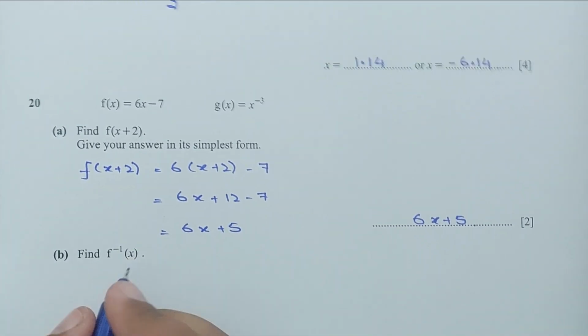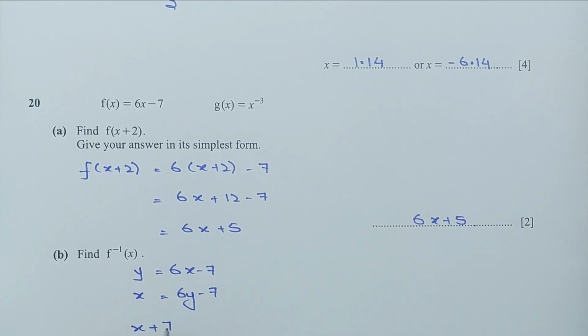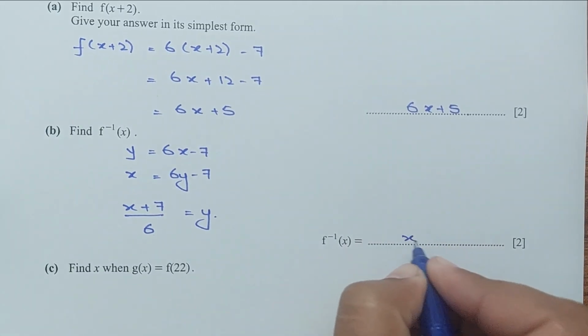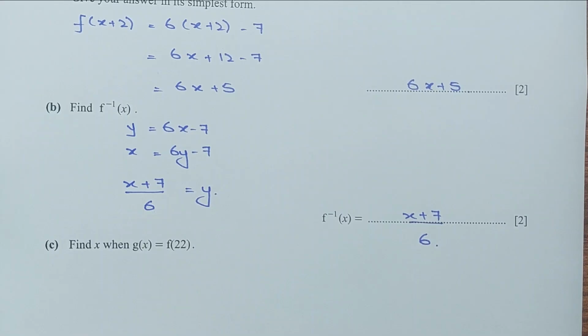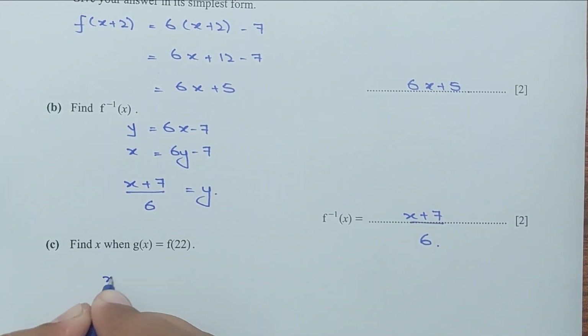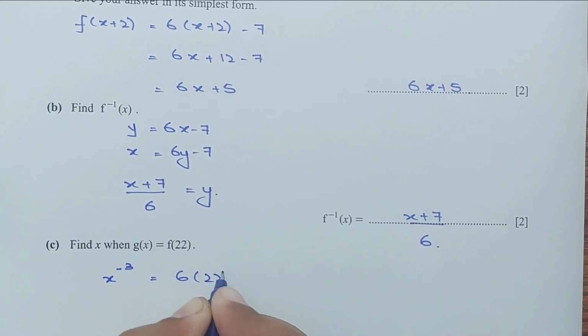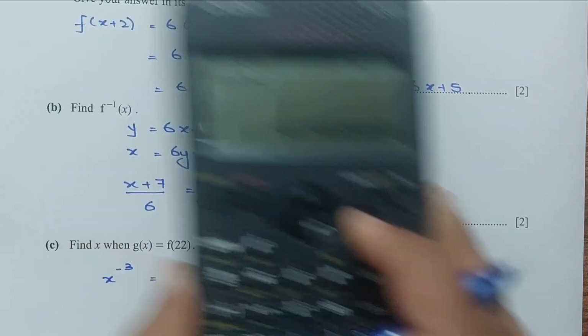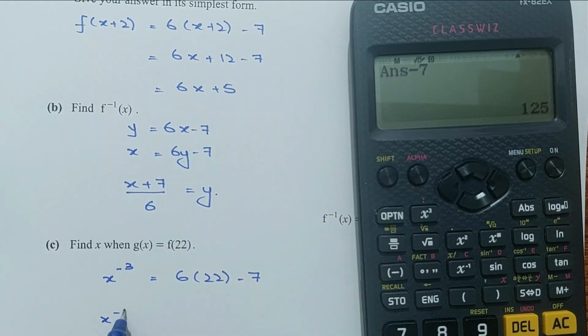Now for part B, find f inverse of x. So for f inverse of x, we can say y equals 6x minus 7, and x equals 6y minus 7, and x plus 7 divided by 6 is y, and this y is my f inverse of x, which is x plus 7 divided by 6. Right, now for part C, find x when g of x is f of 22. g of x is x exponent minus 3, 6 times 22 minus 7. Okay, 6 times 22 minus 7 is 125. x power minus 3 equals 125, right?